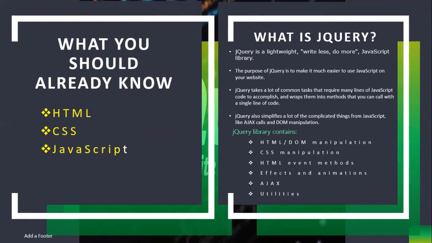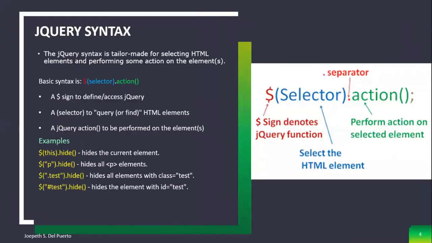jQuery also simplifies a lot of complicated things from JavaScript, like Ajax calls and DOM manipulation, or document object manipulation. The jQuery library contains the following features: HTML DOM manipulation, CSS, HTML events methods, effects and animation, and Ajax and utilities.